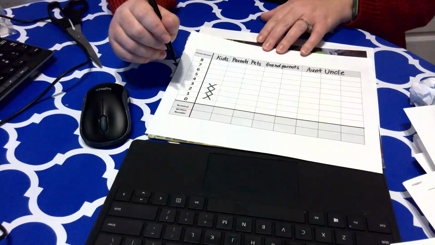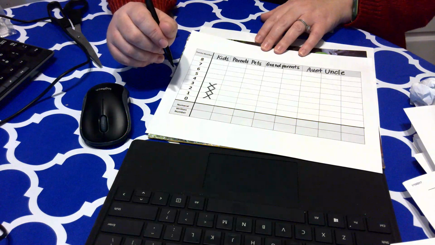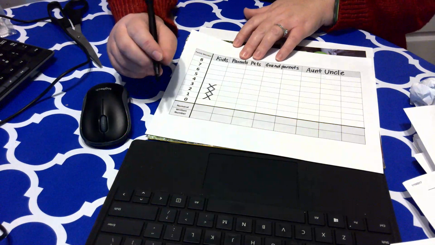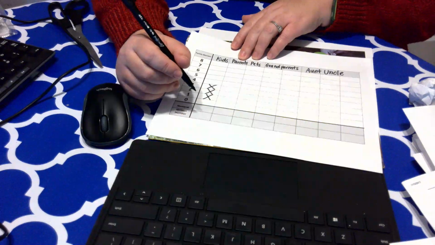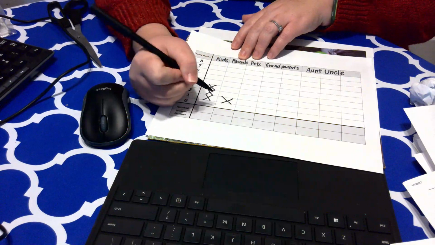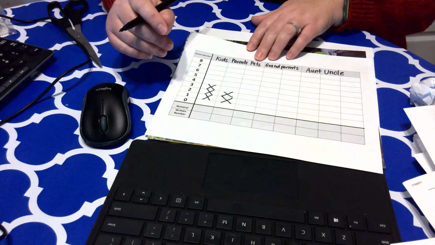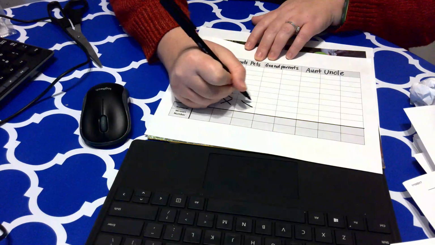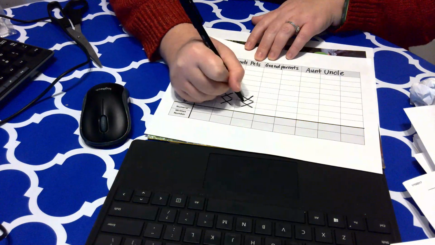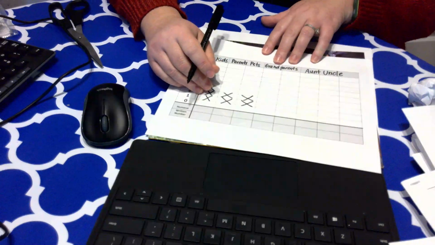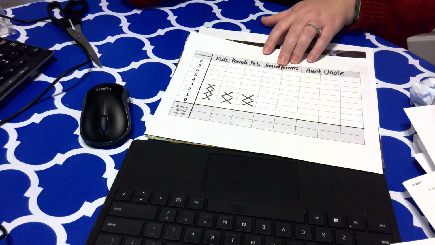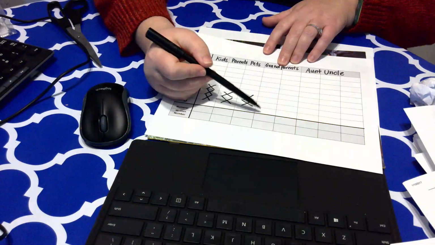And then in parents, I have 2 parents. So I'm going to put 1, 2. I have 2 pets. I have a cat and I have a turtle. Grandparents, I don't have any grandparents that are alive right now, so I'm going to leave that one blank.